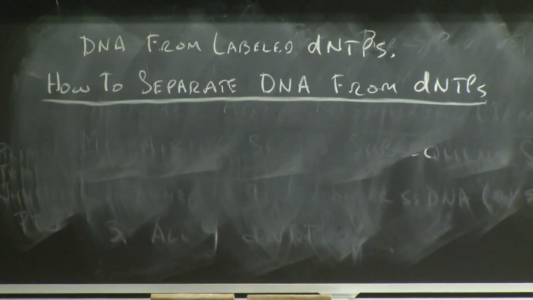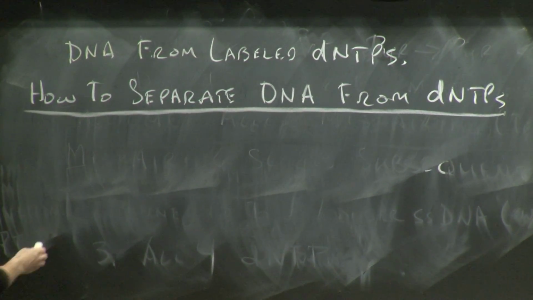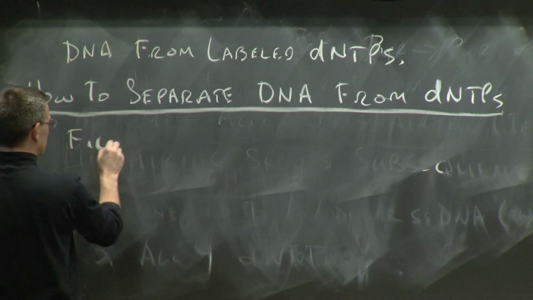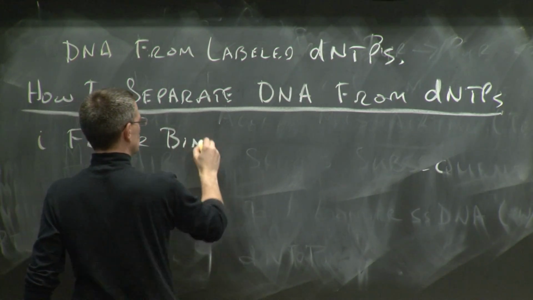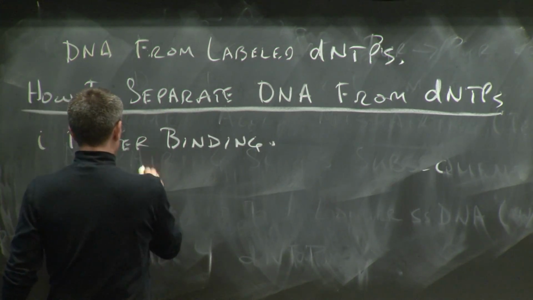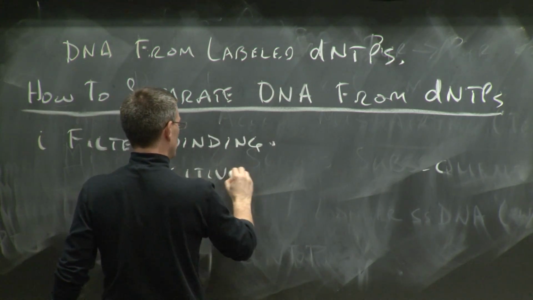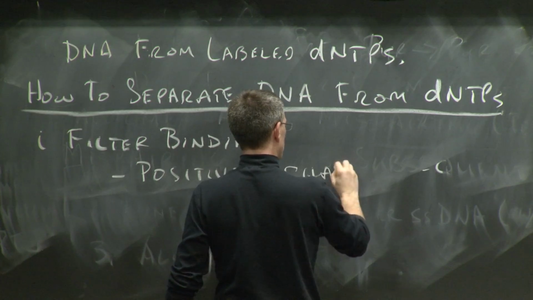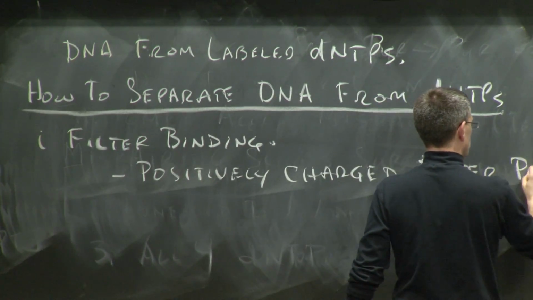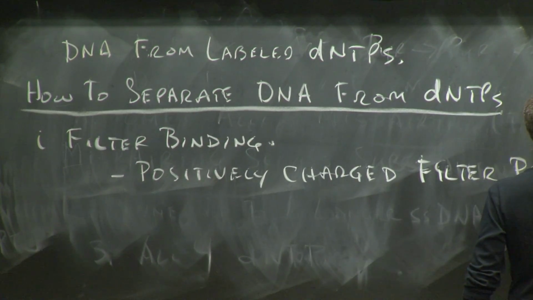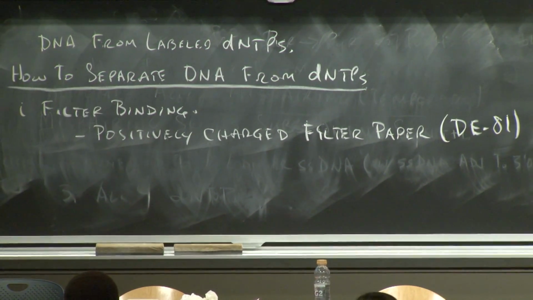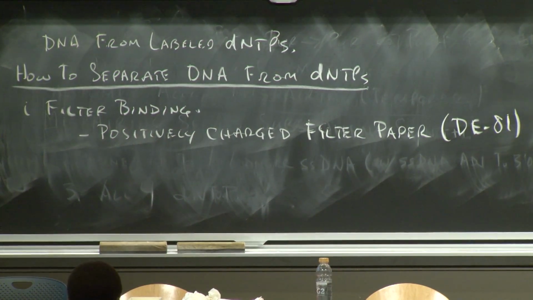The first one we'll talk about is an old-fashioned one, but one that's actually perhaps the most easily quantitated. And this is called filter binding. Basically, you use a positively charged filter paper. Typically, it's something called DE81 paper. You can also use nitrocellulose and several other types of filter paper as well.